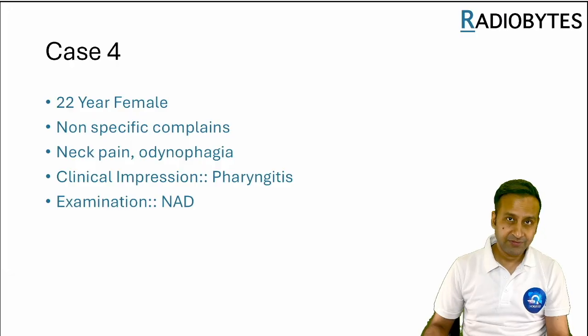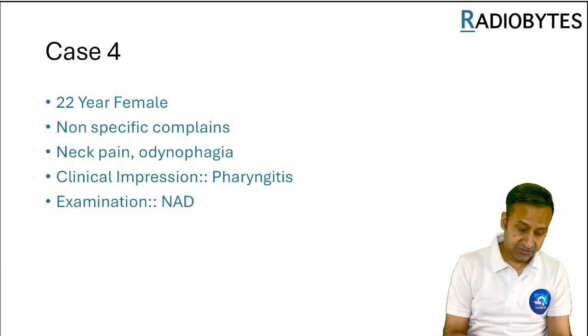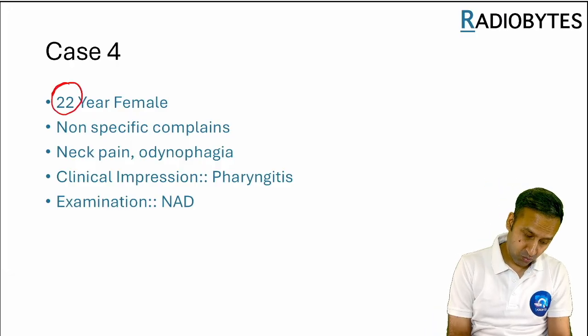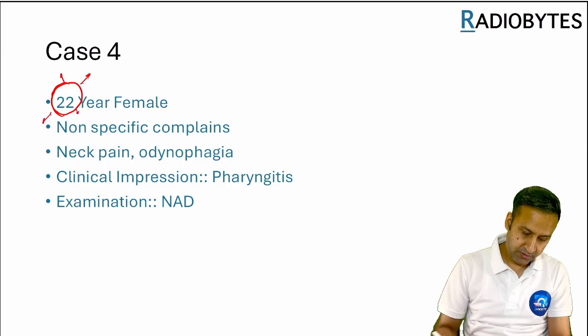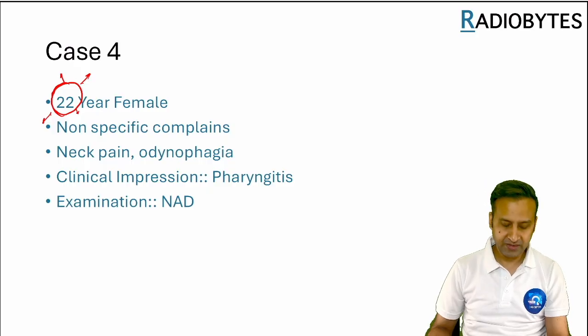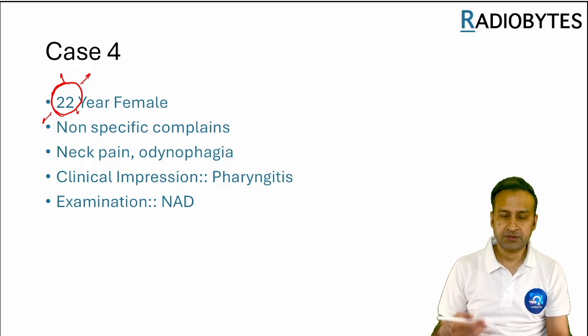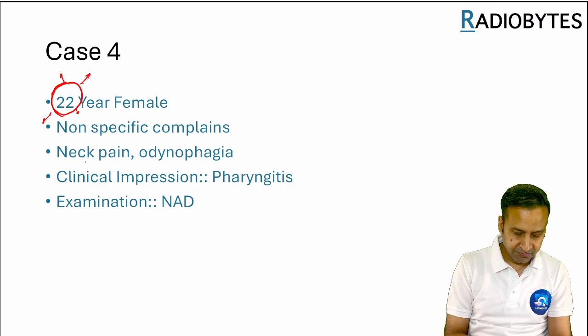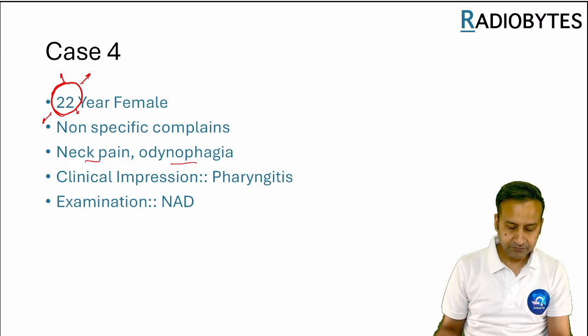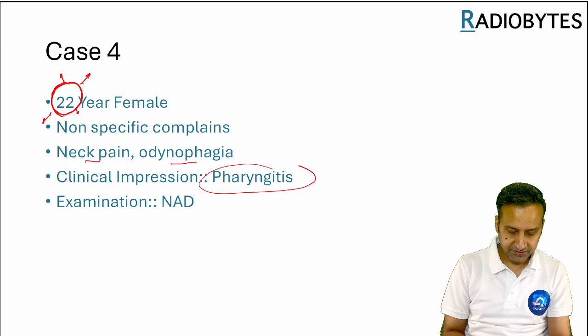In the meanwhile, we'll have a look at case number 4, which is that of the youngest female, 22 years, just 22 years of age. I still remember this patient who came to me with no specific complaints. And in fact, when she first narrated her issues, her complaints, I thought that it was basically functional, nothing else. She complained of neck pain and odynophagia, and clinical impression was pharyngitis.